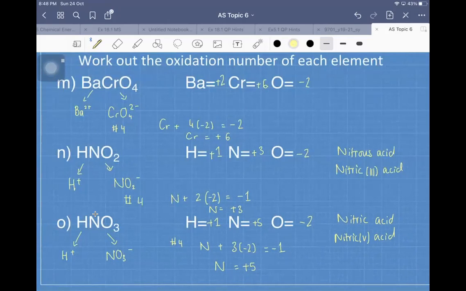Will they still accept nitrous acid, nitric acid? Yes, but to be safe, use the latest way or system of naming these acids that have different oxidation numbers. Okay, so the number in the numeral follows the oxidation state of nitrogen only.